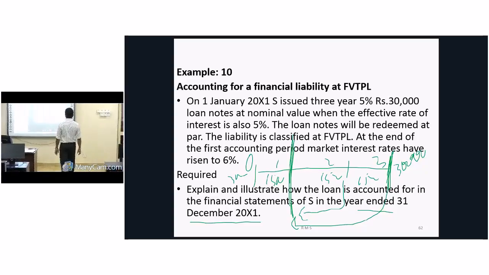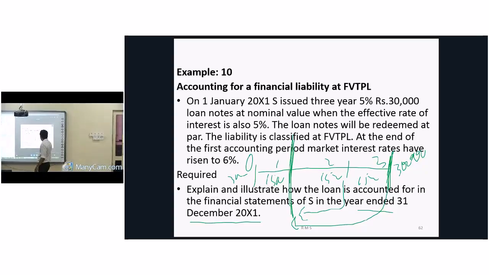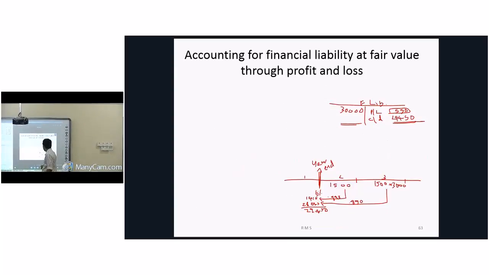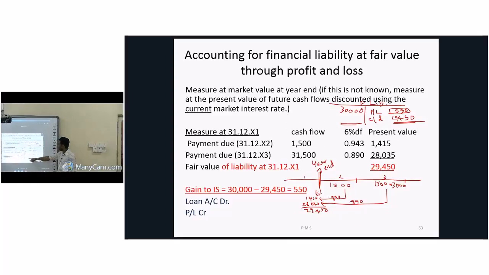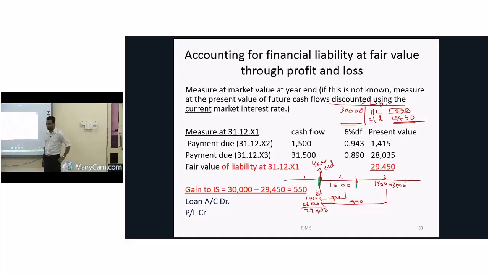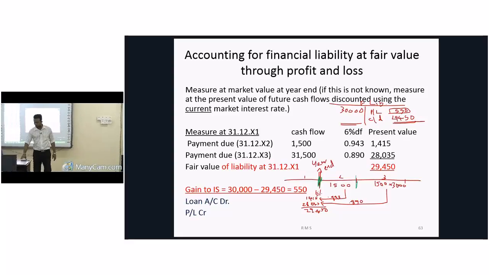It's 6%. Now how much? You can see it's there. Look at the way I have calculated it. The same picture I have drawn. At the end of this year, now we are standing on this date, at the end of year one. So I have taken the present value of these cash flows. Then here 30,000 plus 1,500, 31,500. Discount rate should be 6%.